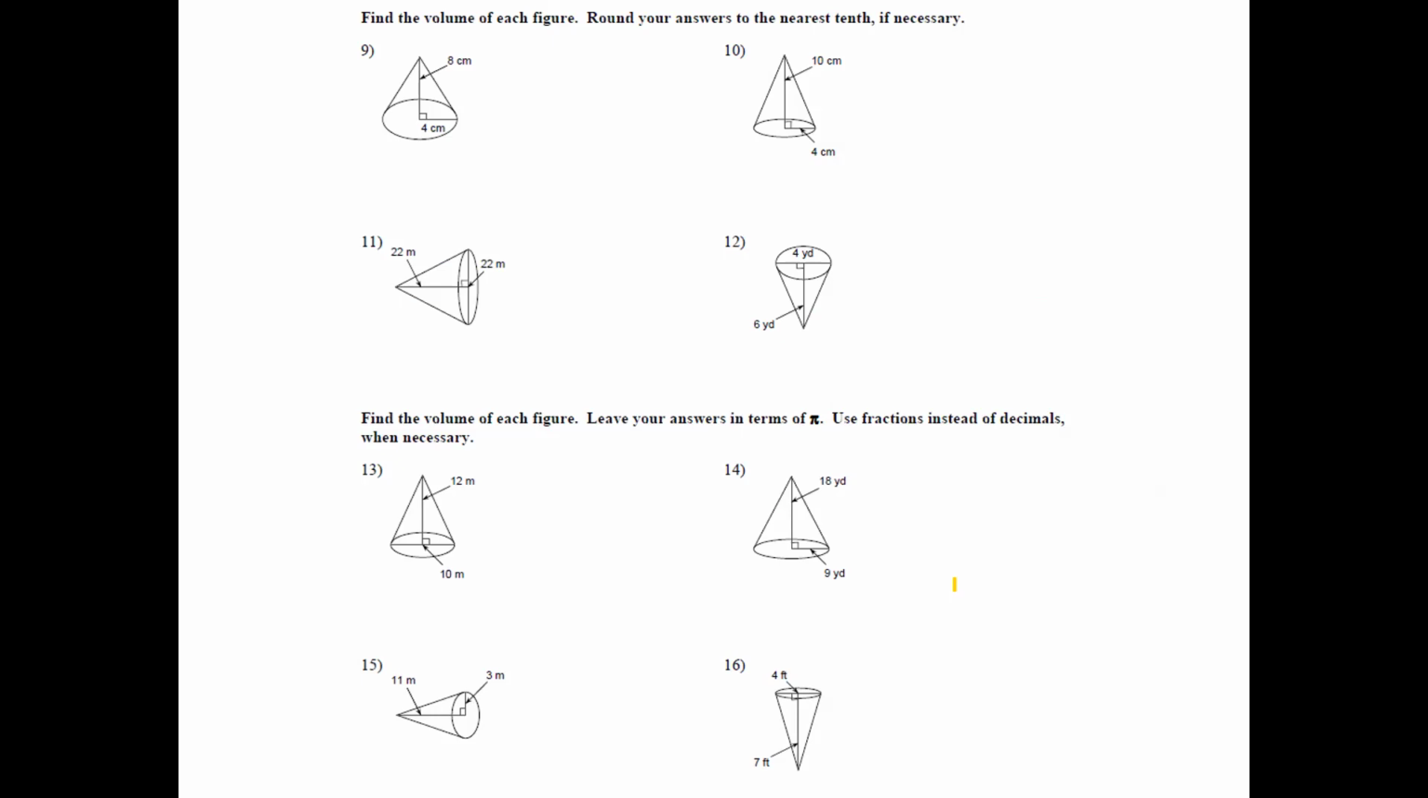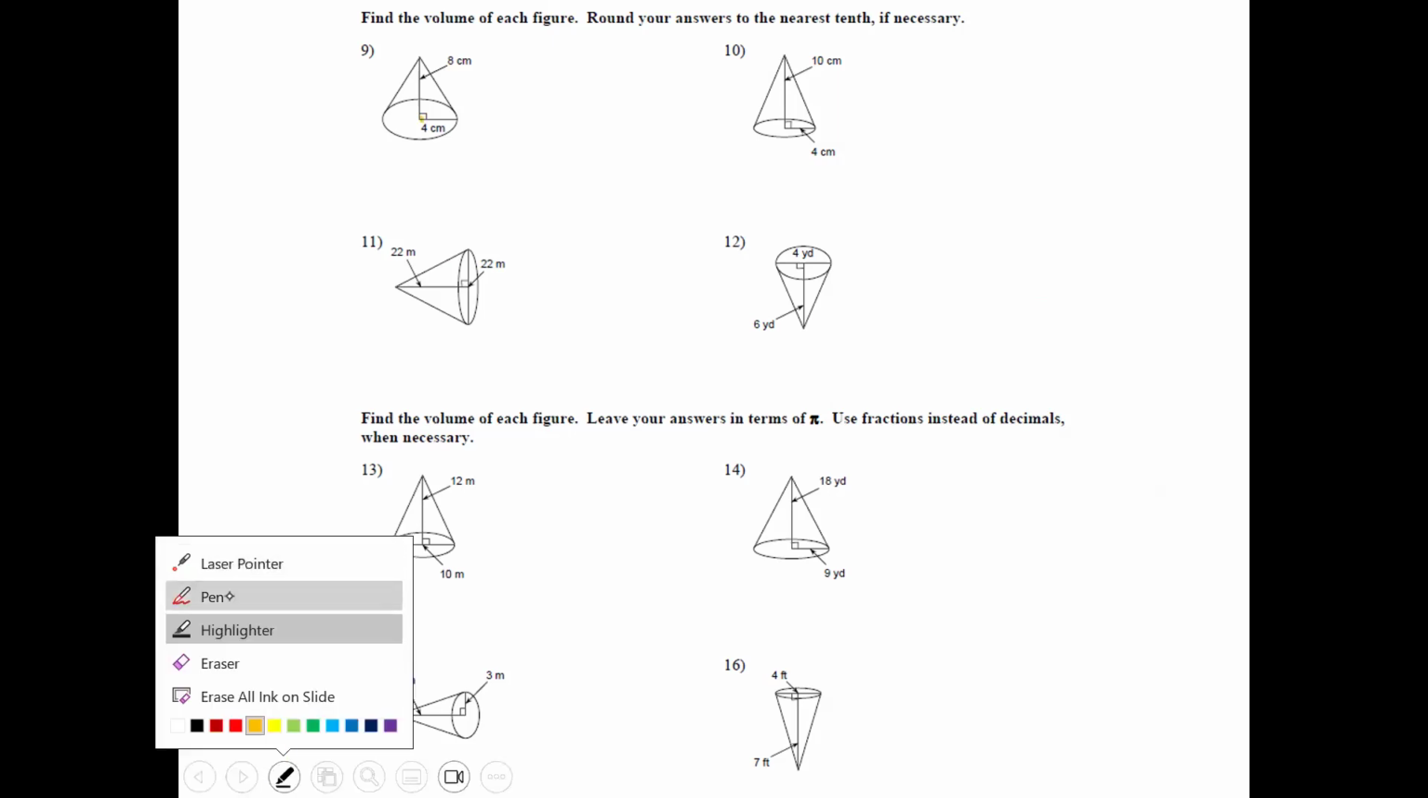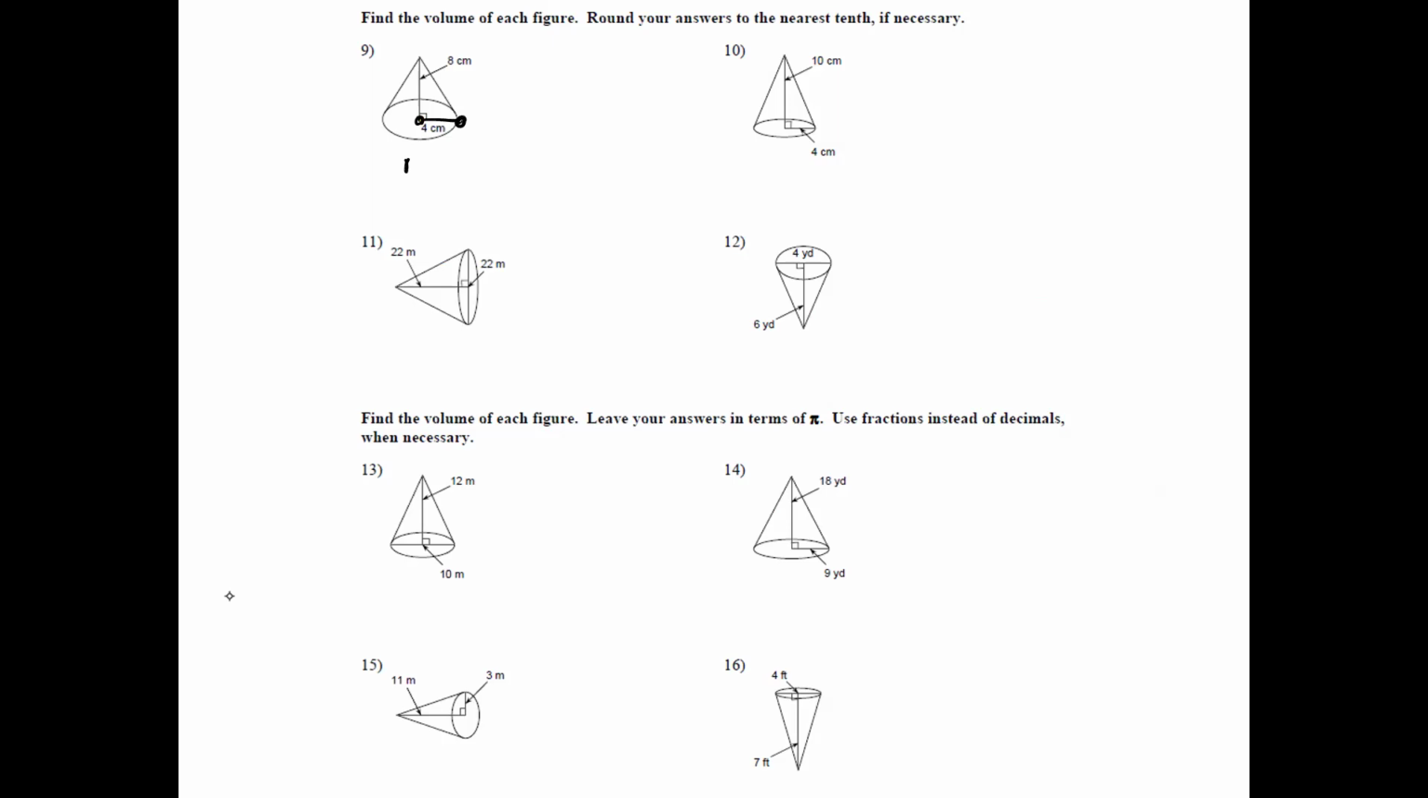So start the first one. Figure out if it's a radius or a diameter. Is it radius or diameter? What is radius? Half of the diameter. That's the radius is 4, right? Your volume of a cone is the area of the base times height divided by 3. Make sure you copy that part down.